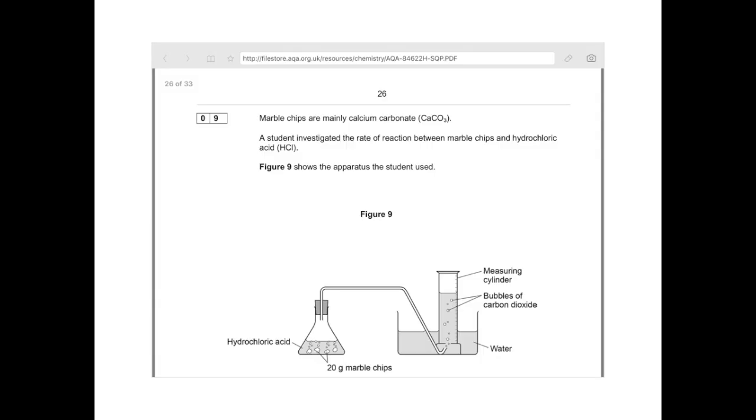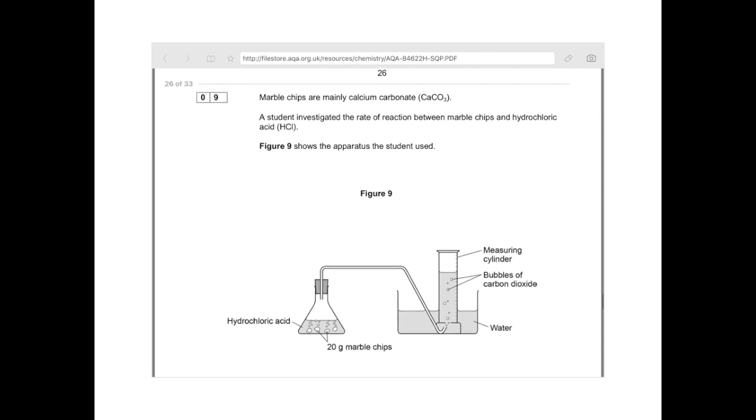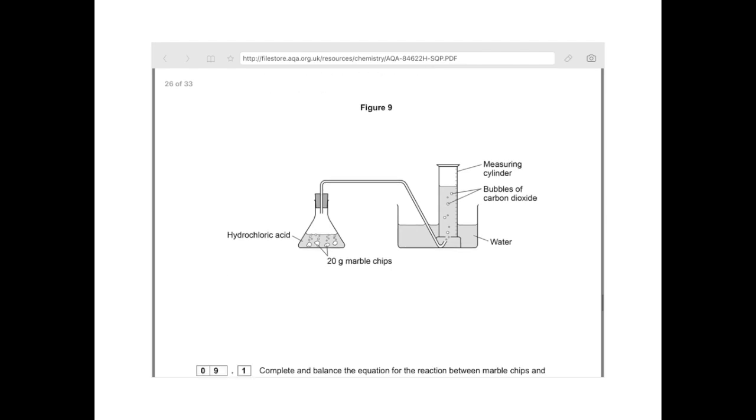Marble chips are mainly calcium carbonate. A student investigated the rate of reaction between marble chips and hydrochloric acid. Figure 9 shows the apparatus the student used. So we've got marble chips and hydrochloric acid happily fizzing away in this conical flask, and then a delivery tube taking the gas, which we know must be carbon dioxide due to the marble chips. And also it says it on the diagram, and that's going to be added to the measuring cylinder so we can then work out the volume of carbon dioxide produced.